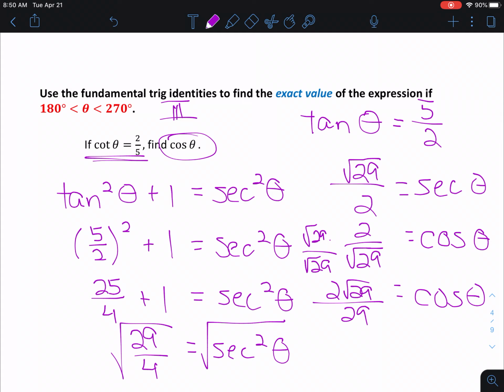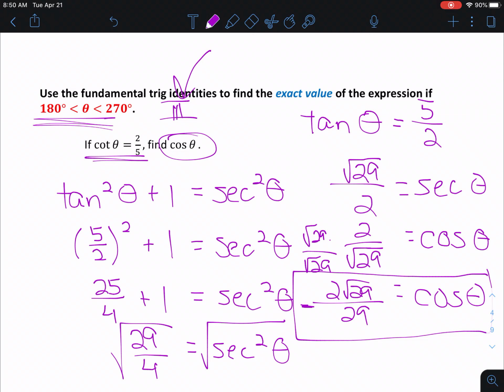No. Okay, so the last thing I have to do is go back to this quadrant 3. Cosine, remember, is x, and in quadrant 3, cosine, or x, is negative. So I need to tack on a negative to my answer here. So this should be negative. Always at the end, check to see what quadrant you're in, and then determine if your answer should be positive or negative. That's really all this quadrant stuff means. They're telling you where theta is.